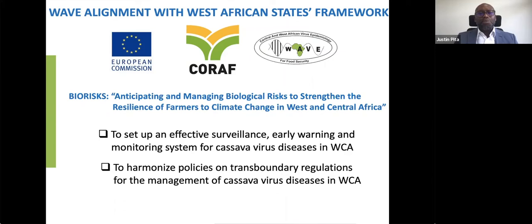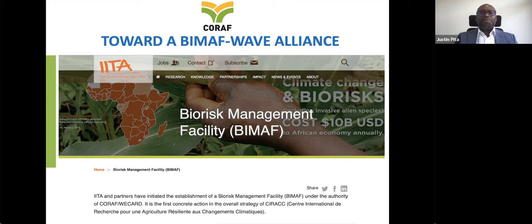One of the objectives is to harmonize policies on transboundary regulation for the management of cassava virus diseases in West and Central Africa. We are working toward developing an alliance with a structure called BMAF, focusing on plant pathogens, and BMAF on pests, so that we can better protect West and Central African farmers.